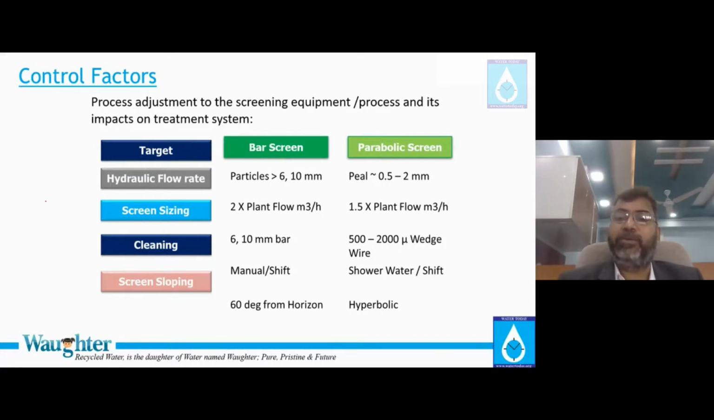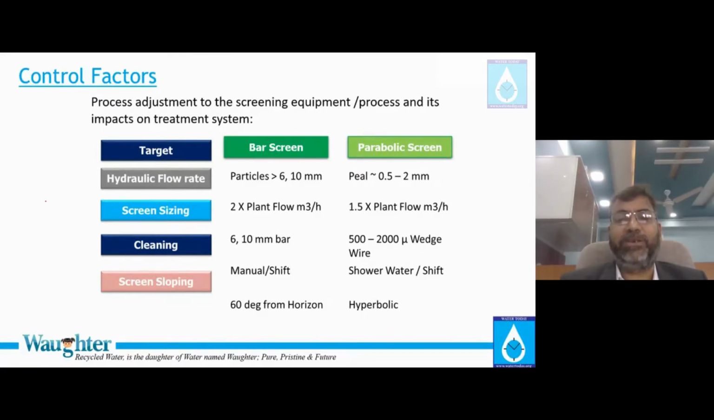When it comes to parabolic screens, the typical impurities are peel. So in the hotel industry with a lot of vegetation, or the food industry, all kinds of peel material are possible. If your typical target impurity is peel, you can go for 0.5 to 2 mm, at 1.5 times the plant flow rate requirement. You can have a 500 to 2000 micron wedge wire, so you are talking about 2 mm to 0.5 mm filtration from these screenings. You have to use shower water once in a shift to really clean these screens. And screen sloping is not important because these are parabolic screens.